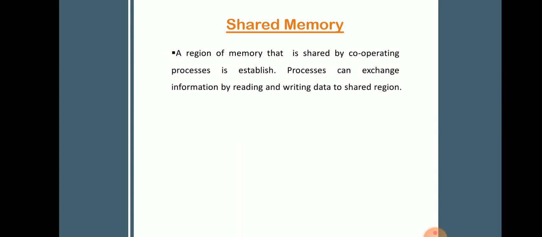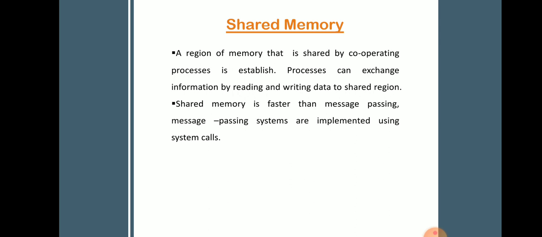Now let's see what is meant by shared memory. A region of memory that is shared by cooperating processes is established. The processes can exchange information by reading or writing to the shared memory. Shared memory allows maximum speed and convenience of communication, as it is done at memory speed within the computer. Shared memory is faster than message passing.